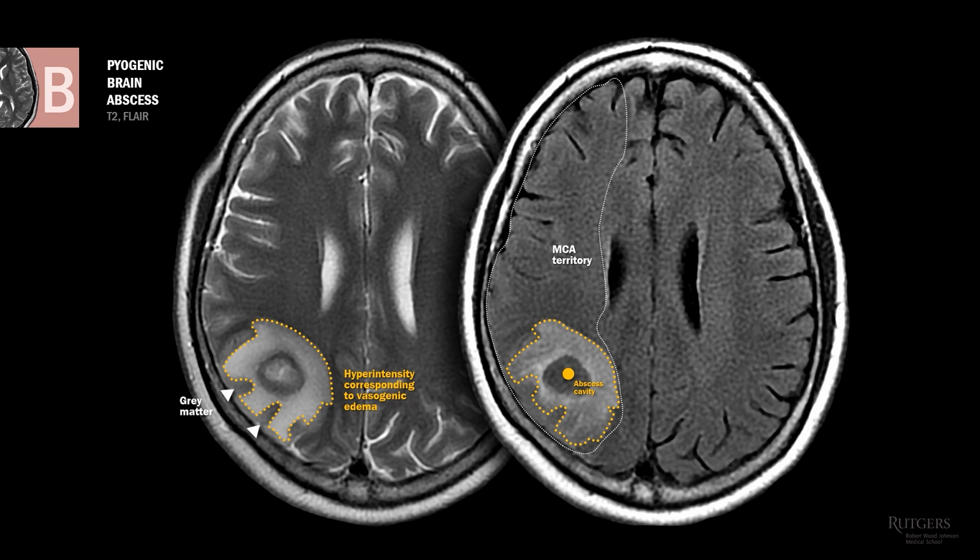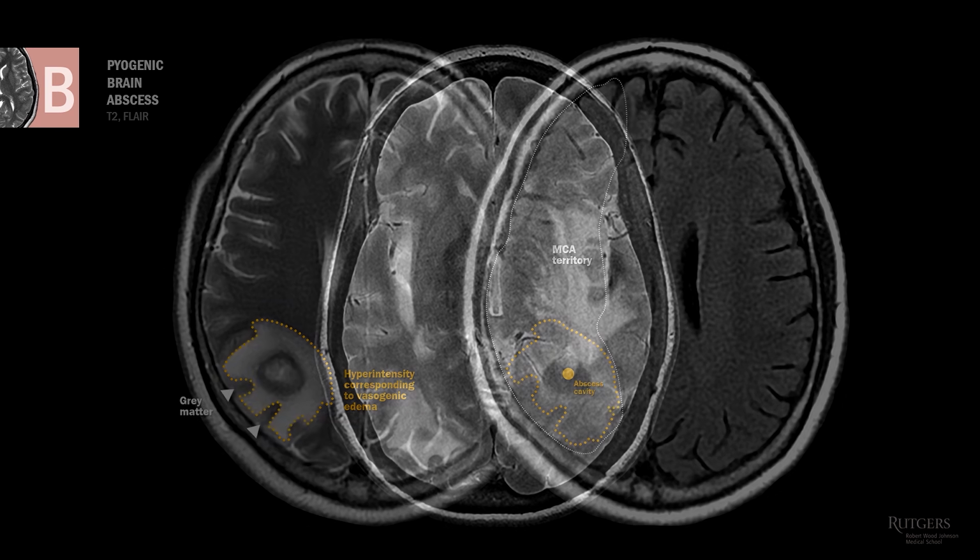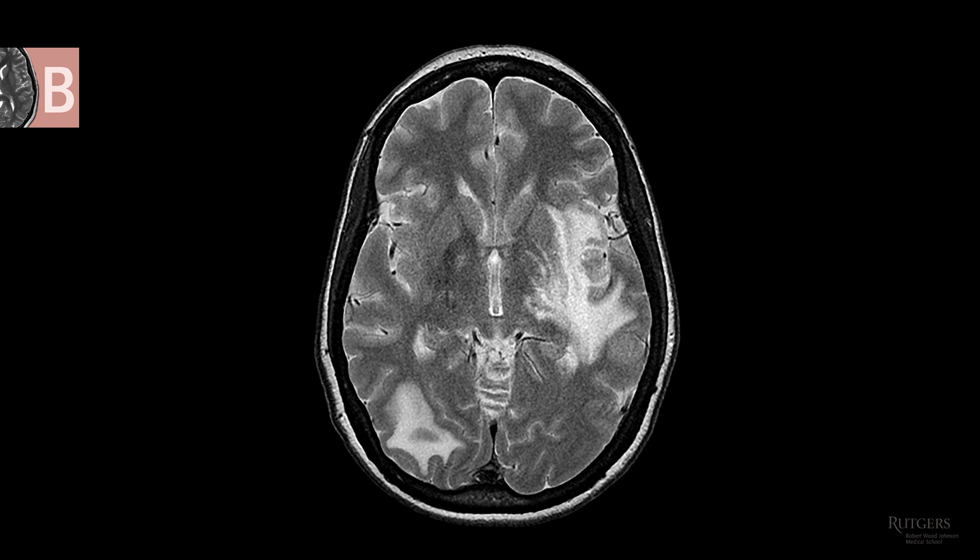Again, we're really focusing on the bright signal here. From these sequences alone, you cannot unequivocally distinguish an abscess from another mass. You need other sequences of the MRI, but more on that later. Speaking of masses, what's the most common neoplasm in the brain? That's right, metastasis.